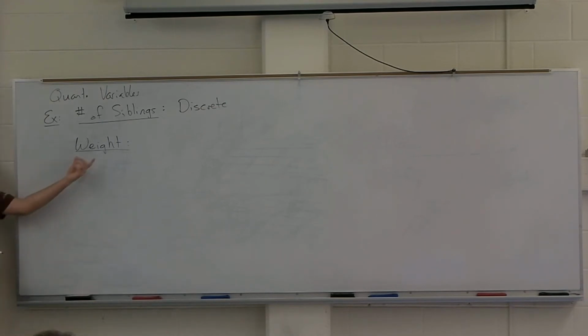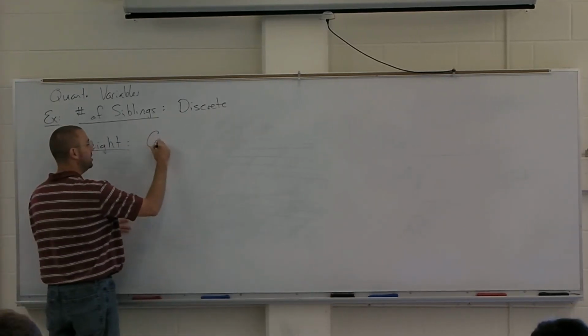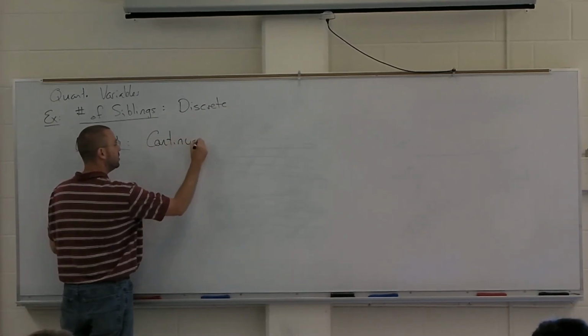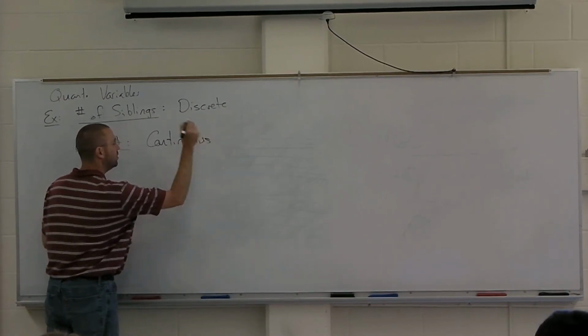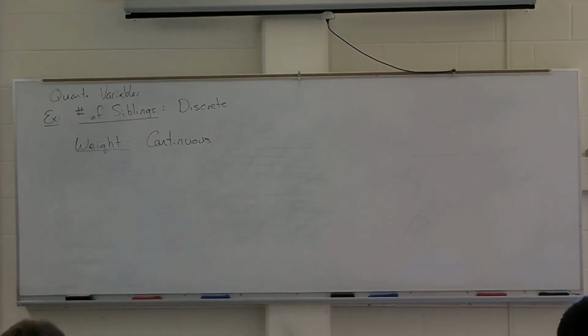So weight is an example of a variable that's called continuous. It's a continuous quantitative variable because between any 2 responses that you give me for weight, I could find another value in between those two that's also a valid response.